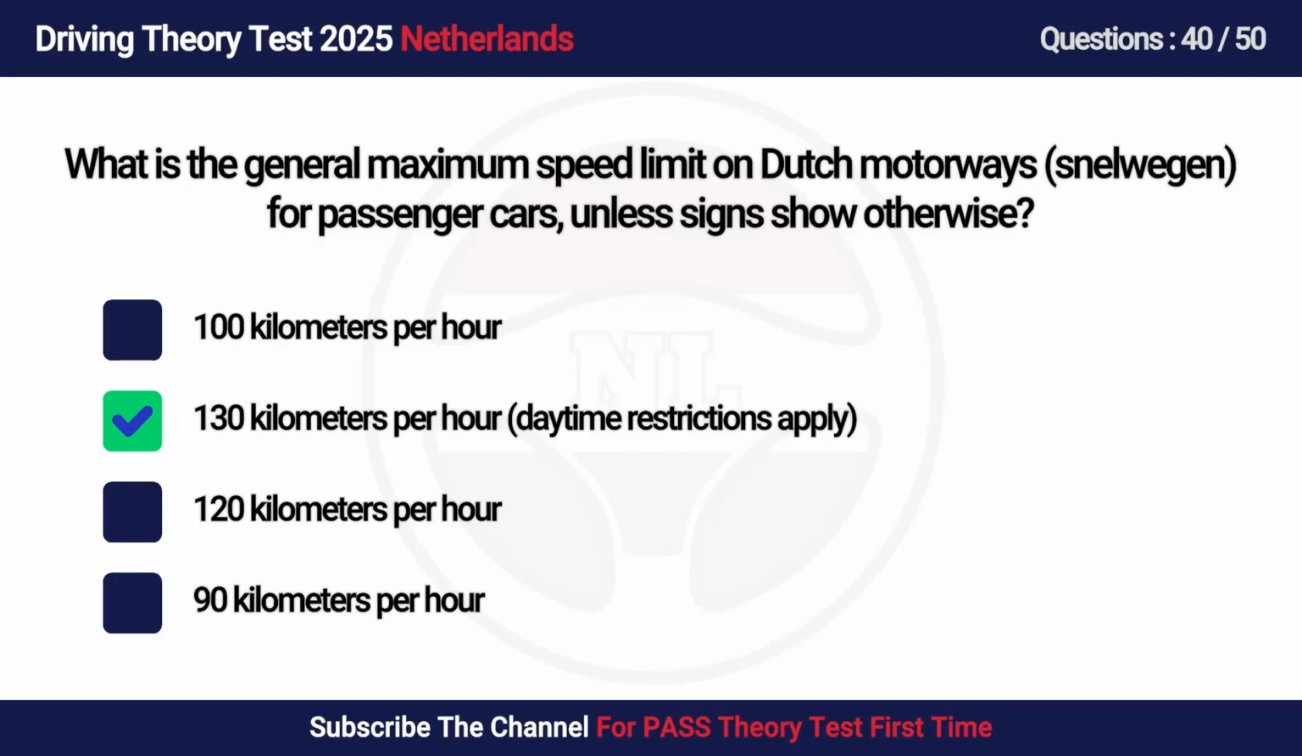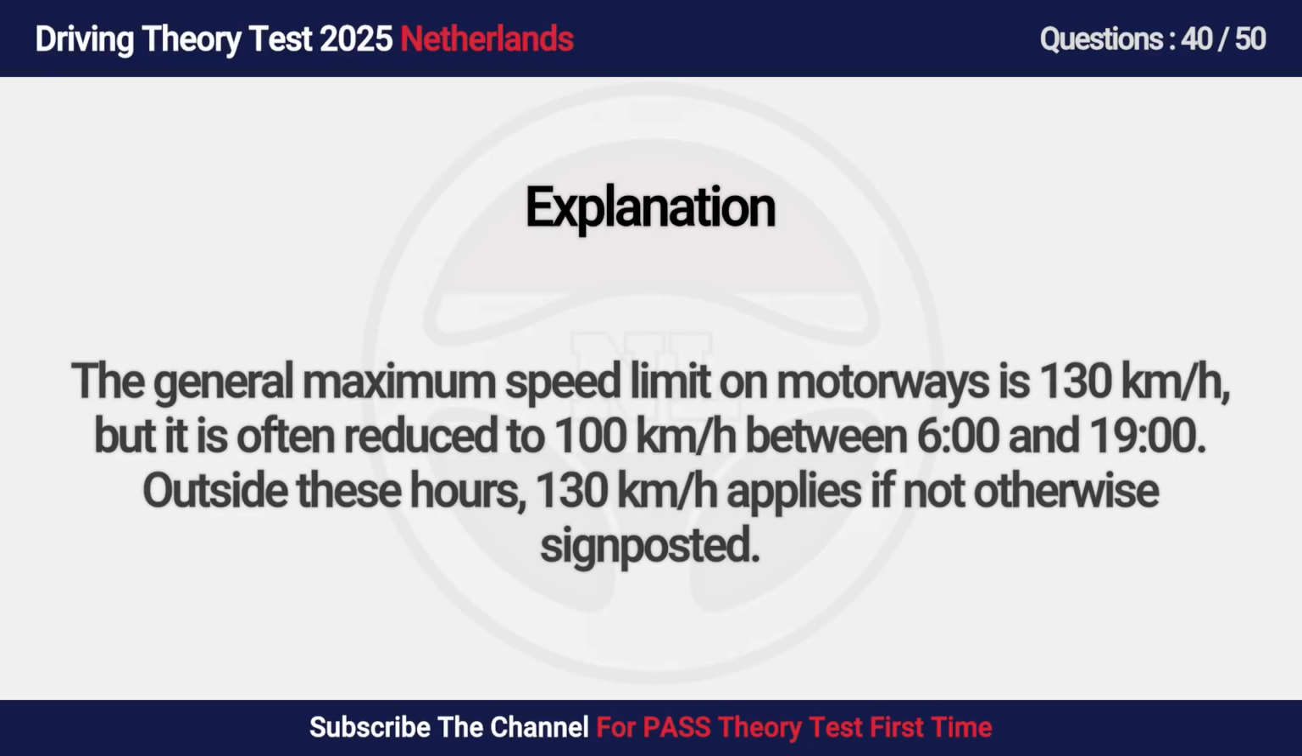Answer is B. 130 km per hour. Daytime restrictions apply. The general maximum speed limit on motorways is 130, but it is often reduced to 100 between 6:00 and 19:00. Outside these hours, 130 applies if not otherwise signposted.